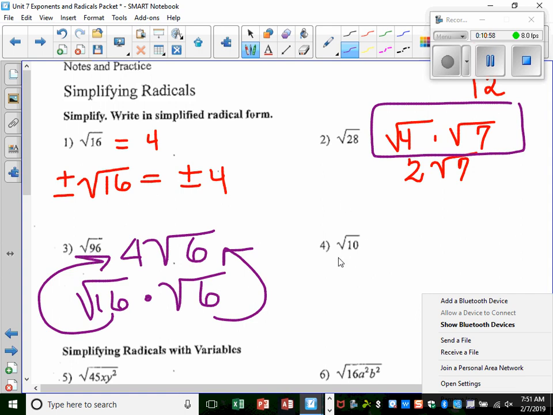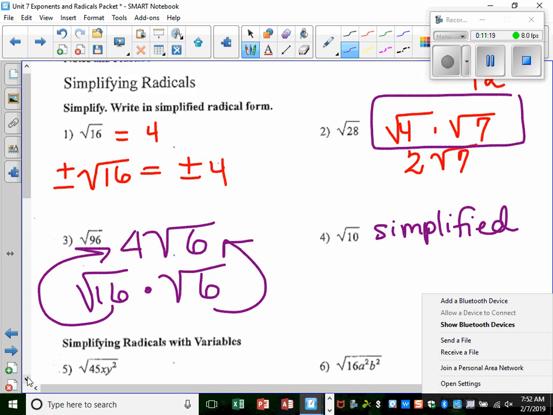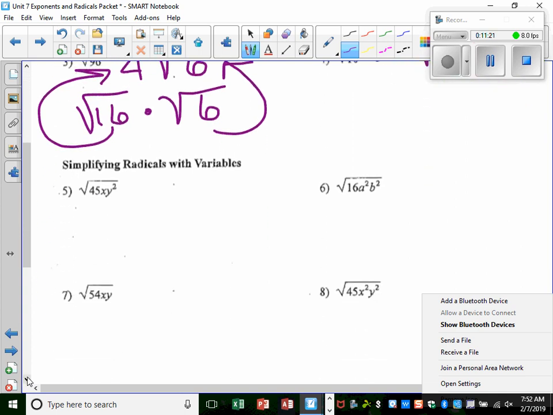All right, now the square root of 10. Now 10 doesn't have any perfect factors in it. It's only 1 times 10 and 2 times 5. So this is already in simplest form. Okay, so you just say simplify. Okay, that's already in simplest form. You can't break 10 down any further than 10. Okay, all right, let's move on to question 5.